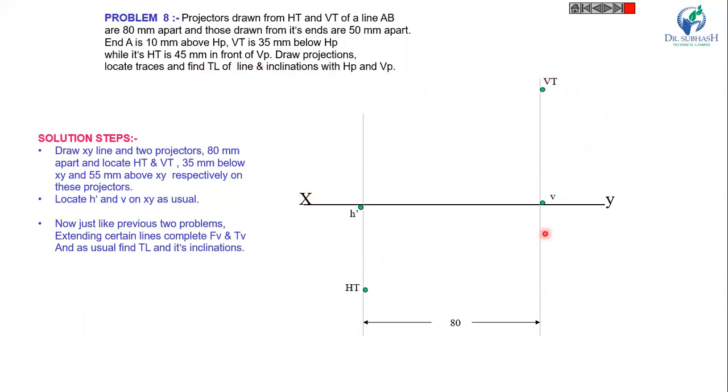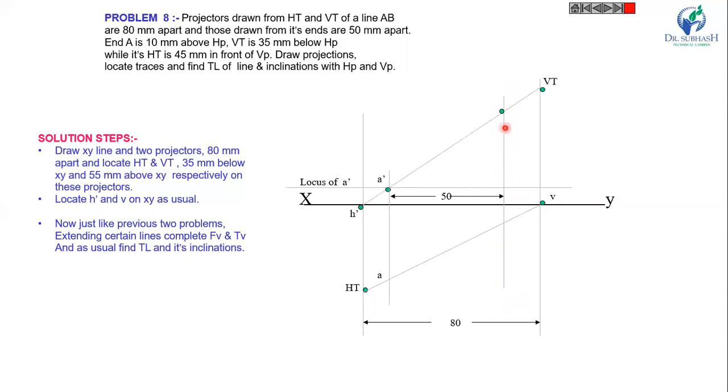So here VT and V. Now join this H dash with VT, always they are collinear, and HT and V. Okay. Now the locus of A dash at a distance of 10 mm is already given. So this point is A dash and this point is A. Now the ends are given 80 mm apart and the projectors drawn from its ends are 50 mm apart. So now from A dash at a distance of 50 mm, draw another line.